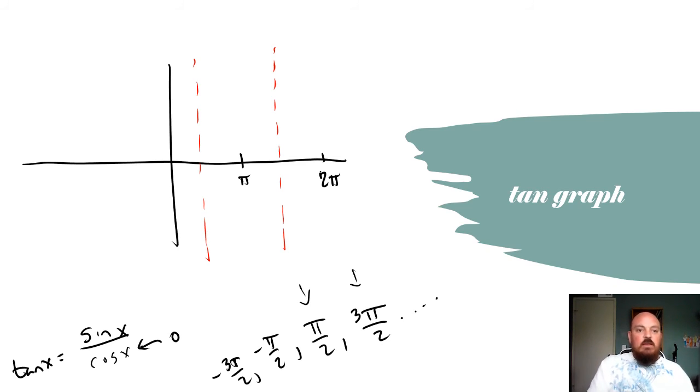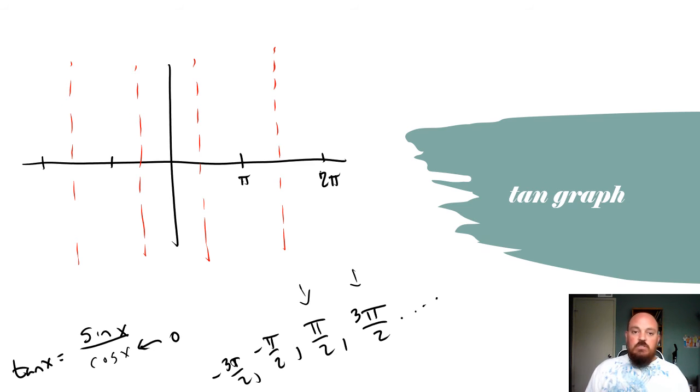And then you could do the same thing on the negative side. So at every half pi, 1.5, 2.5, 3.5, if you think of it that way instead of like 3 over 2, that's where your asymptotes are.